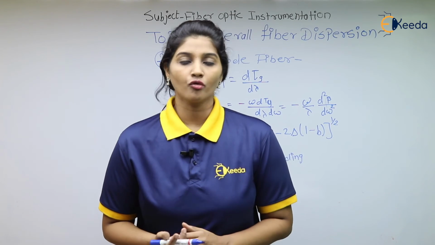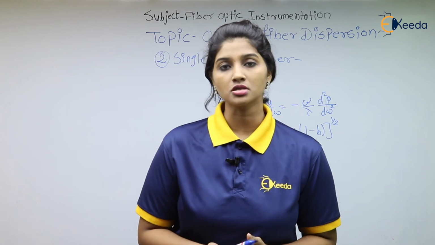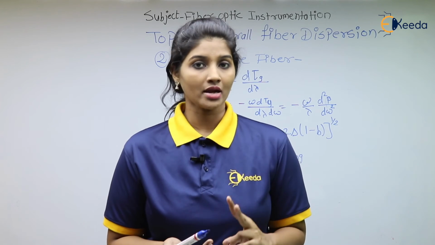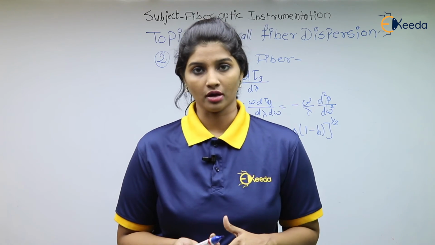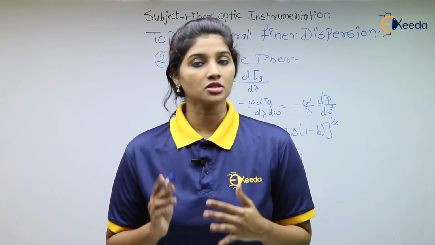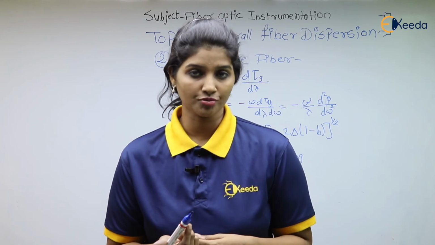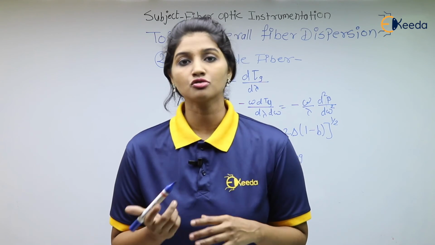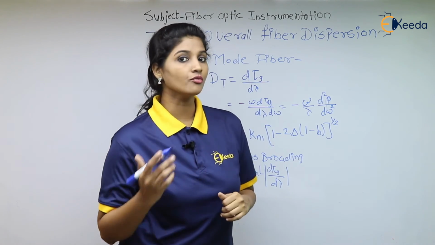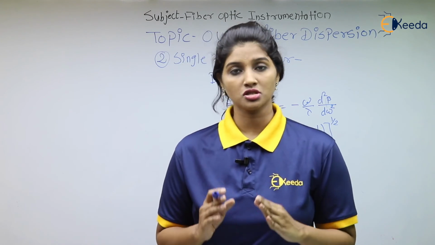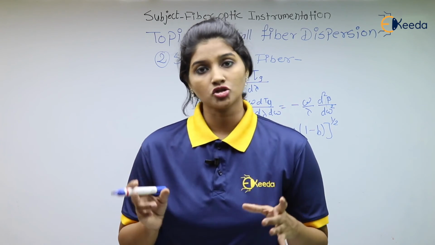So let's summarize the overall fiber dispersion in multimode and single mode fiber. In multimode fiber, the overall fiber dispersion is because of two factors: chromatic broadening and intermodal broadening. But the chromatic broadening is because of the material dispersion and waveguide dispersion. As waveguide dispersion is negligible, it is approximately equal to material dispersion only. Now when we talk about a single mode fiber, as only one mode is allowed, the overall dispersion is because of chromatic dispersion only, which causes a limitation on the bandwidth.